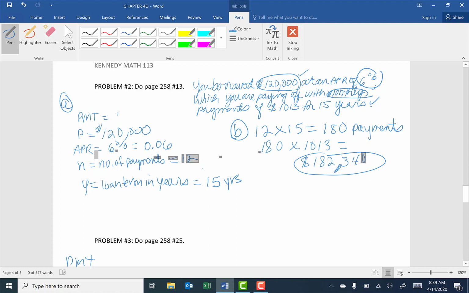Now remember, you borrowed $120,000, right? You're paying back $182,000. So you can kind of see, if you subtracted those two, you'd have what your interest is. And maybe that's our third question. Question C says, of the total amount paid, what percentage is for the principal and what percentage is for the interest? Well, let's figure out what the interest is.